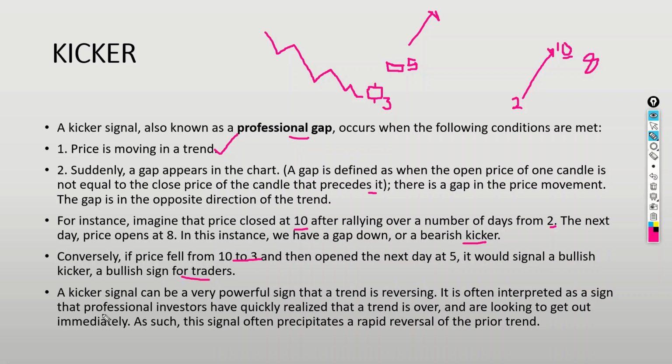A bullish signal for traders, a kicker signal can be a very powerful signal that a trend is reversing. It is often interpreted as a sign that professional investors have quickly realized a trend is over and are looking to get out of the trade immediately. As such, this signal often precipitates a rapid reversal of the prior trend.